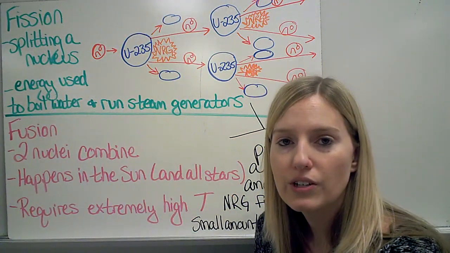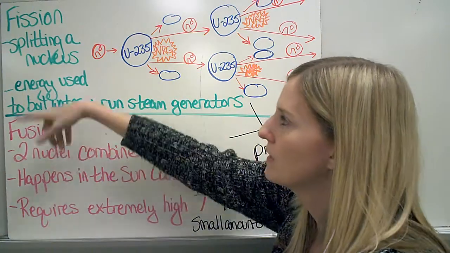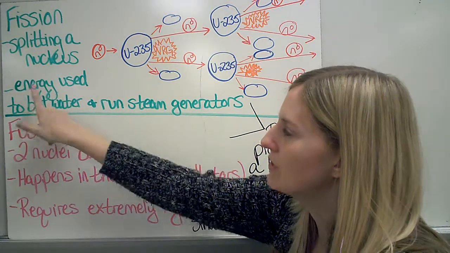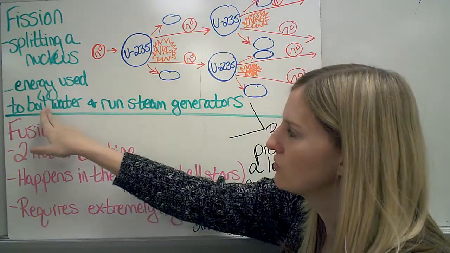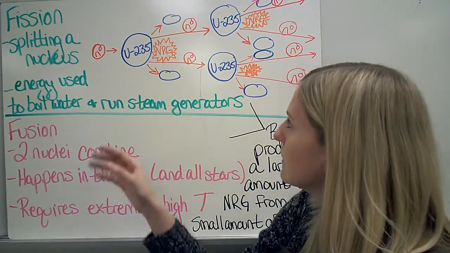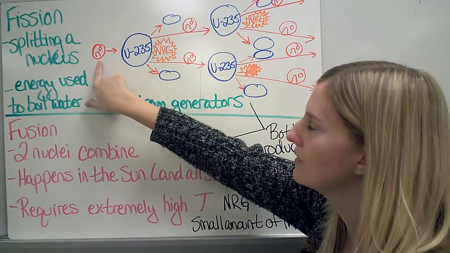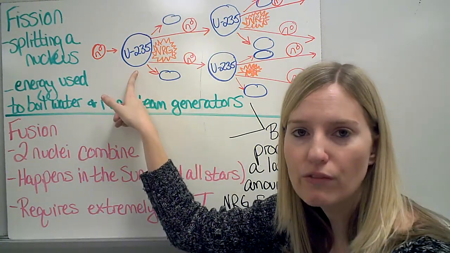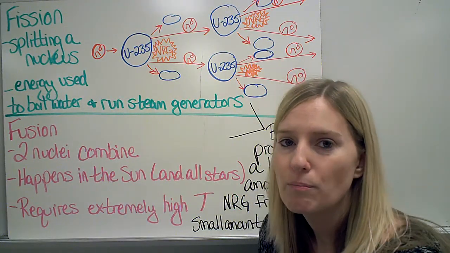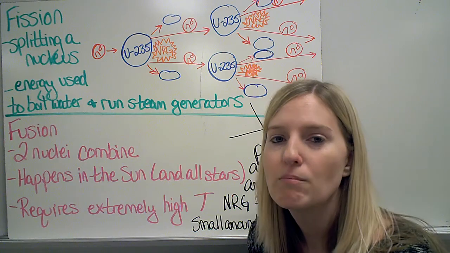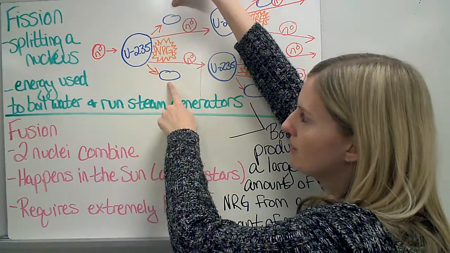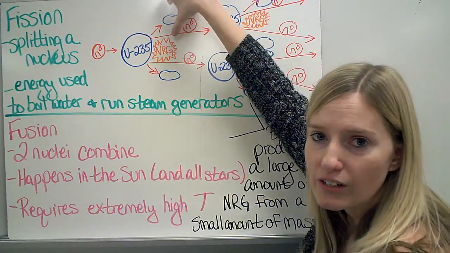Two specific nuclear reactions are fission and fusion. Fission is when you take a nucleus and you split it. The energy that's produced by that process can be used to boil water and run steam generators that produce electricity for us. This is what it looks like. If I add a neutron into a uranium-235 nucleus, it makes that nucleus become unstable. So it ends up breaking apart in order to become more stable. When it does that, that nucleus splits into two pieces and it releases a lot of energy.